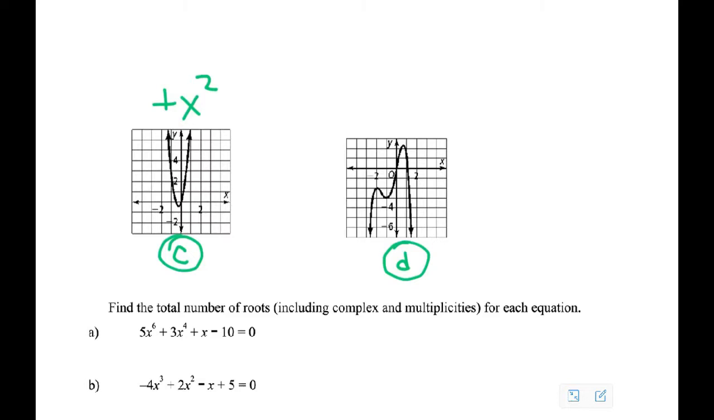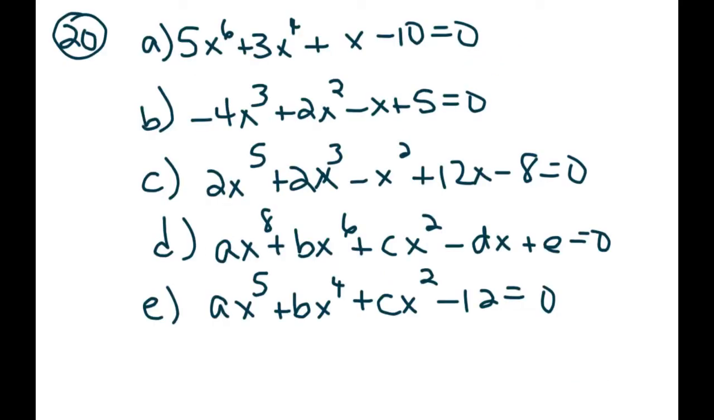Anytime a graph has an M or a W shape, it's a quartic function. Quartic means degree 4. So the question is, should it be positive x to the fourth or negative x to the fourth? W's, when it opens up, positive x to the fourth. M's, when it opens down, negative x to the fourth. In problem 20, it says find the total number of roots including complex and multiplicities for each equation.